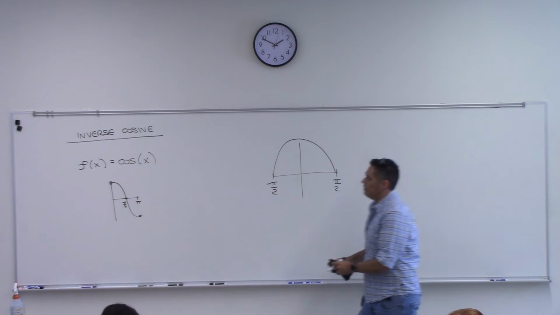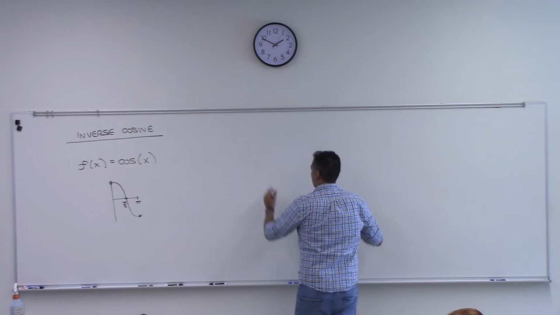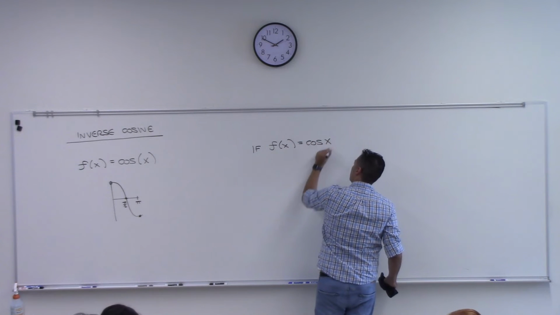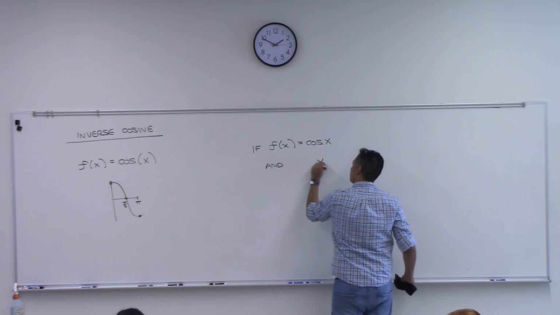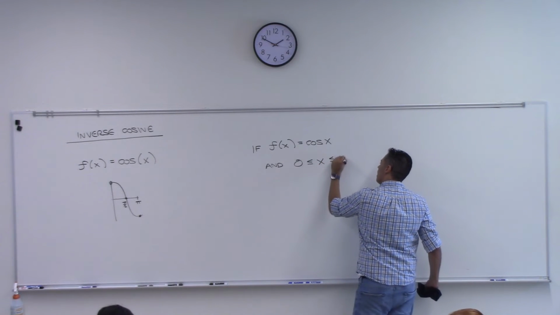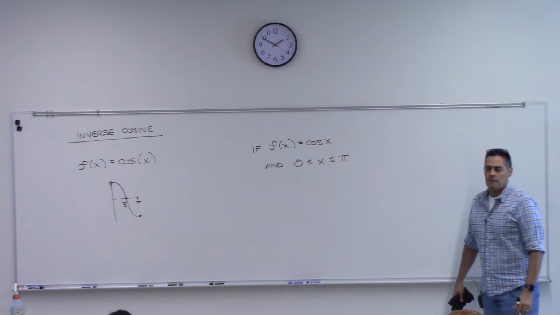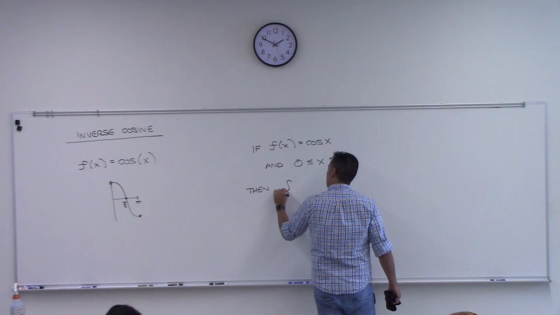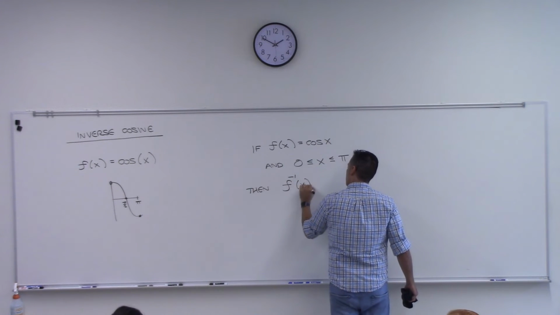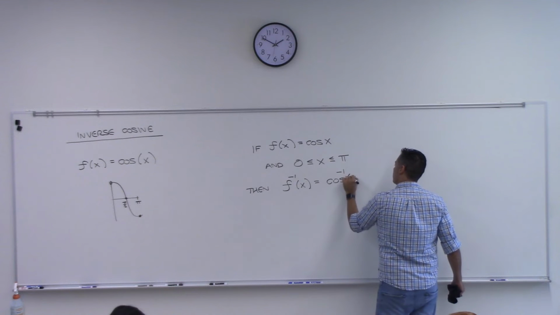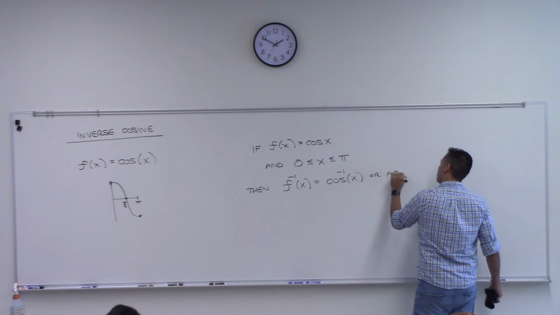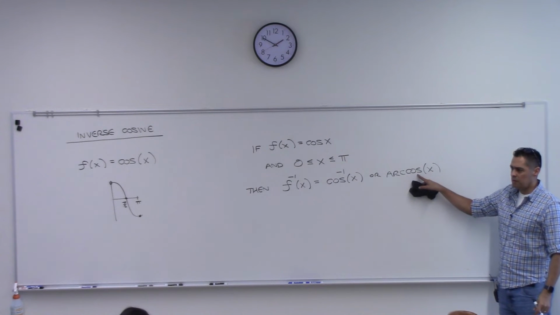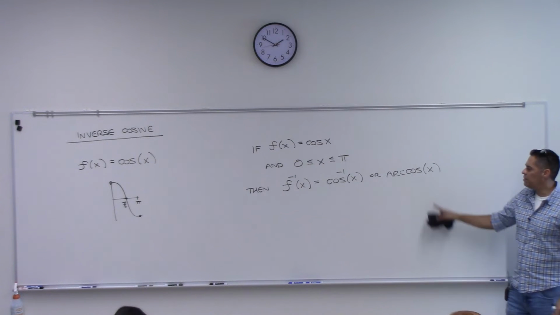So for f, I'm going to do it the way I did with the other one. If f of x equals cosine x, and we restrict x between 0 and pi, then the inverse function is written cosine with a little -1 of x, or it's written arc cosine x. Arc cos of x. This is new notation, okay?